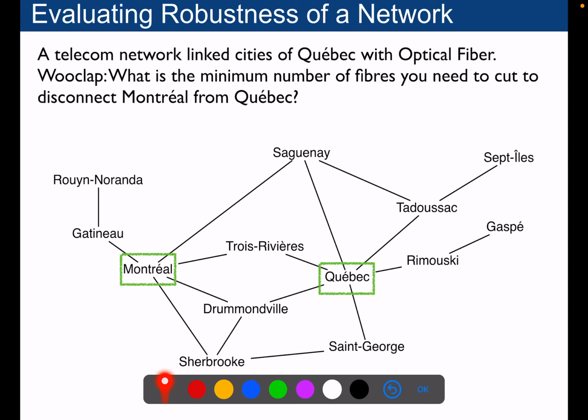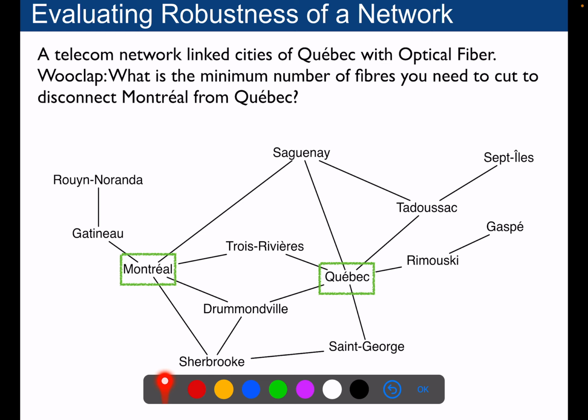So we will now study a problem that is really connected to the maximum flow problem. That's the problem of the minimum cut. In that problem, you have a network that is given here. And the goal is to disconnect, for instance, in this graph, that is the graph of Canada, Montreal and Quebec.